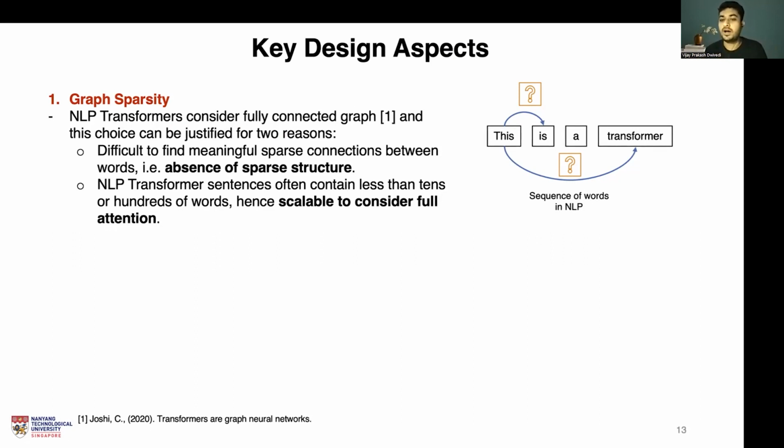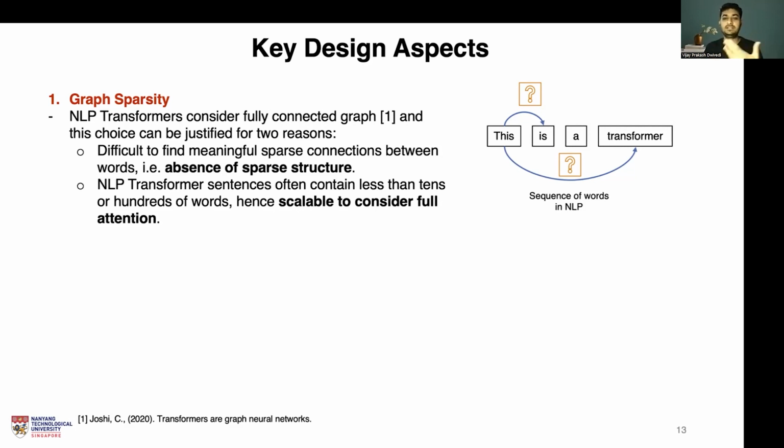So we don't know how the first words and the final words are connected, or how the first word and second word are connected, what are their weights? So we don't have a very deterministic sparse structure in the NLP sentences. Second, in such data domains, the batch of words that we have is usually scalable in memory. They often contain less than tens or hundreds of words, and they're eventually scalable to consider.